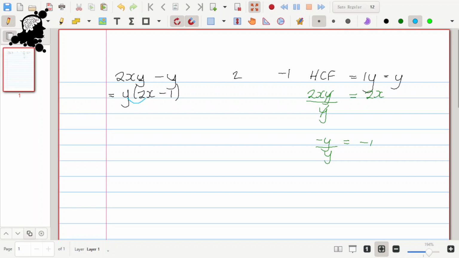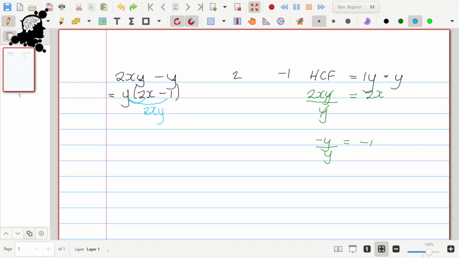So 2x times y, that's going to give me 2xy. Then I'm going to say y times negative 1, and that's going to give me negative y. My expression here is exactly the same as my original expression, therefore my factorization is correct. Once again, as I've mentioned in the notes, it is optional for you to do this. It's not a must for you to do it. It's just to check if your answer is correct.